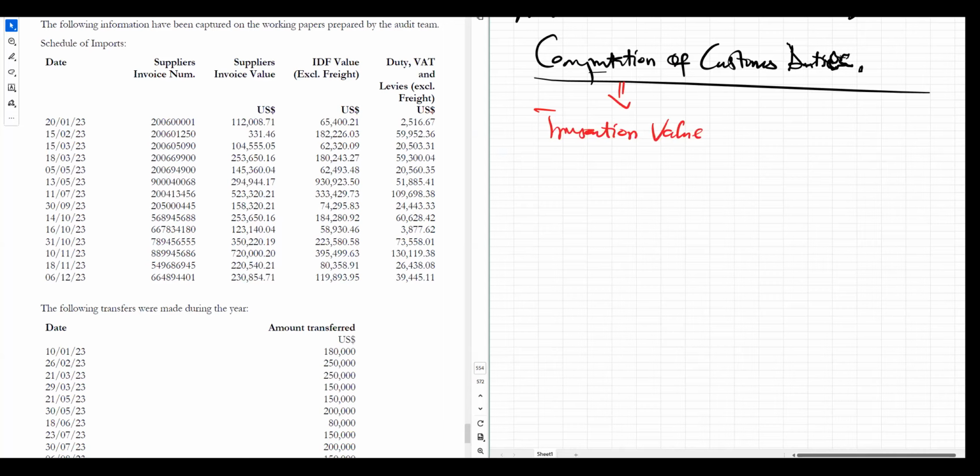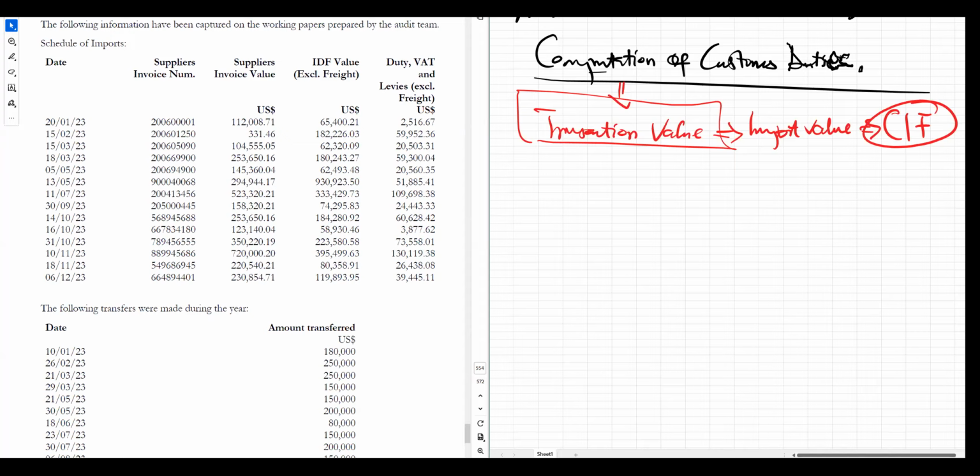Now, the transaction value is the actual price that is paid or payable for the goods that you imported into the country. All right. And this transaction value is also known as the import value, or what we call the CIF, cost, insurance, and freight value. Are we okay? Now, this transaction value is applied worldwide. We have a universal standard which we use. There are 6 methods that we use globally, according to the World Trade Organization. Every country uses this for customs valuation.